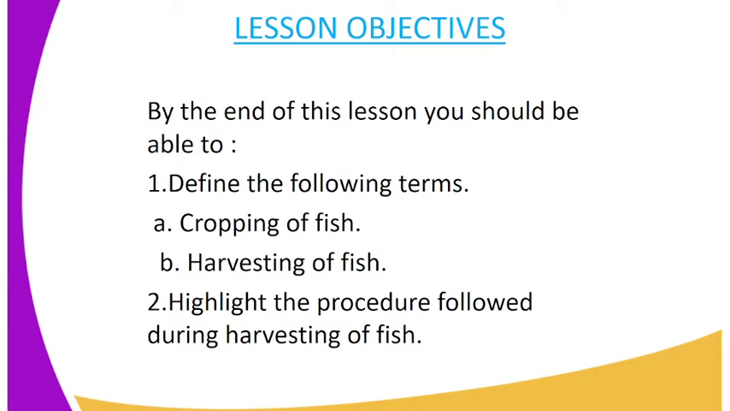Your tutor today is Mr. Wanyoike, an agriculture teacher. In today's lesson, we are in Form 3 work, lesson 28, and the topic is crop production 4, and the subtopic is cropping and harvesting of fish. On to the lesson objective. By the end of this lesson, you should be able to, number one, define the following terms. The first term is cropping of fish, and the second term is harvesting of fish. And the second objective, you're supposed to highlight the procedure followed during harvesting of fish.